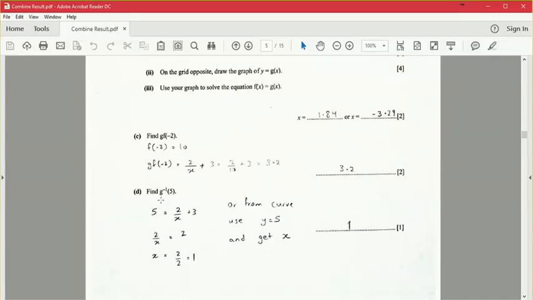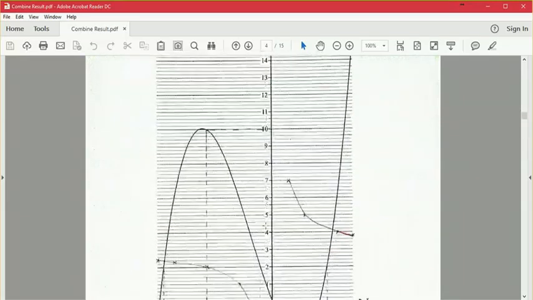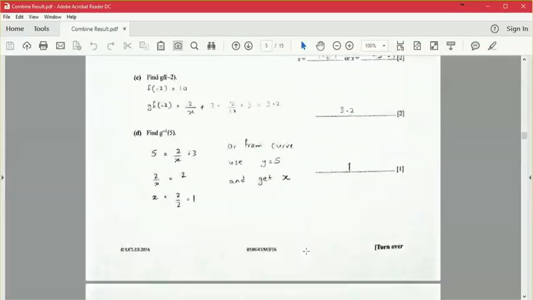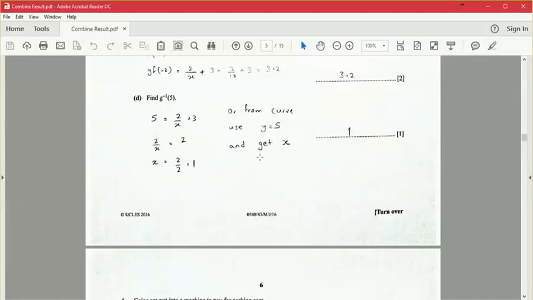Then g inverse of g of 5. We'll write y equals 5 and equals 2 over x plus 3. Then we get x in this position equals 1. Or we can get it from the curve using y equals 5. When y equals 5, we hit the curve here and get 1. So we can use the equation or the curve.